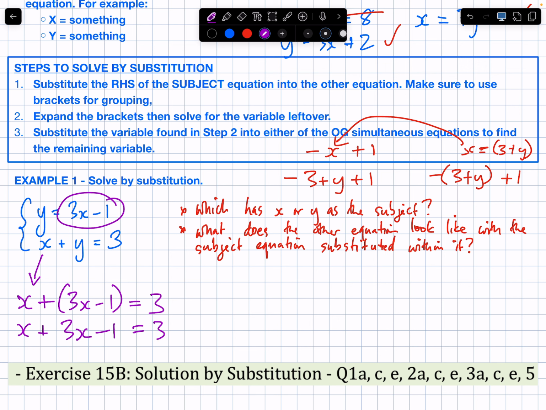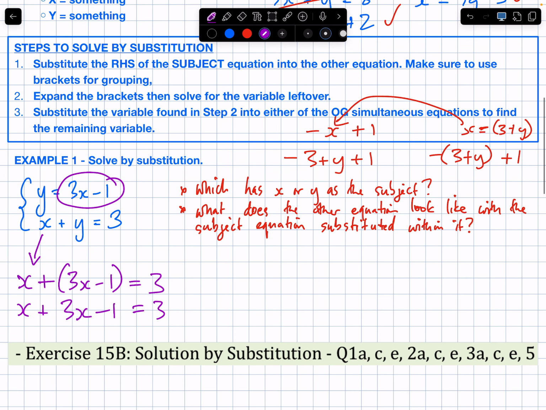Now we can do the algebra. That's what you wanted to do. If I've got x and 3x on the left-hand side, how many x's do I have? Good. So I've got 4x, take 1 equals 3. What's that negative 1 doing? What's the opposite of taking 1? So if I add 1 to both sides, what is it going to look like? 4x is equal to 4. What's 4 doing to that x? What's the opposite of timesing by 4? Dividing. So x is going to be 1.